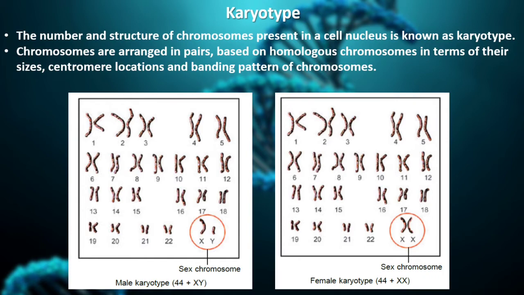We can write the male karyotype as 44 plus XY. For the female karyotype, we can write it as 44 plus XX. 44 means autosomes, while XY or XX means sex chromosomes.